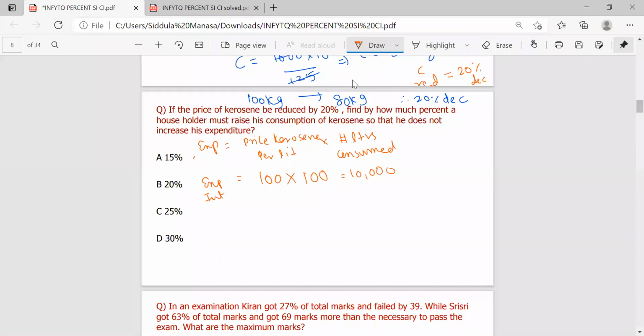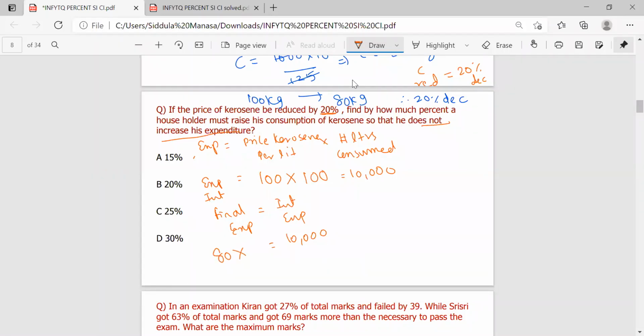Now the last statement says does not increase his expenditure, which means the final expenditure will be the same as the initial expenditure. So what is the initial expenditure? 10,000. That means the final expenditure will also be 10,000. Now your final expenditure is based upon what factor? The price of kerosene per liter. Now what happened? It is reduced from 100, 20% is reduced. So on 100, 20% reduced means it will become 80.